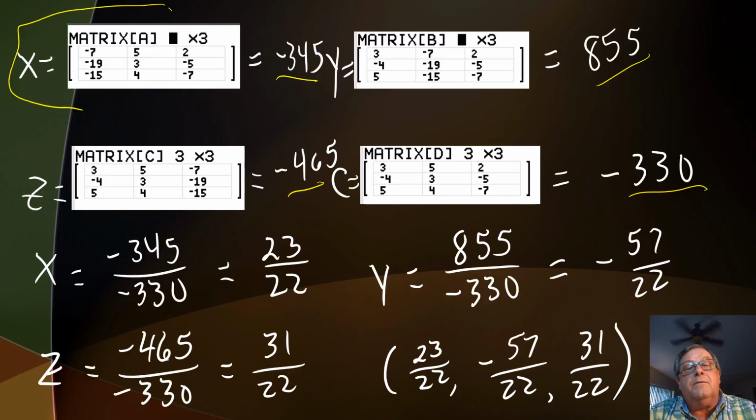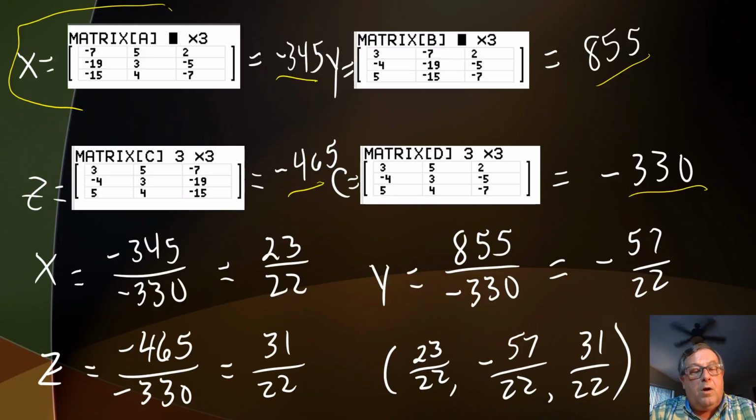So when we take the determinant of x over the determinant of c, we get -345 over 330, and that equals 23 over 22. When we do the y, we got 855 over -330, and that equals, if we reduce that down, that reduces to -57 over 22. And then for our z variable, we take the -465 divided by the 330, and that reduces to 31 over 22. And so our ordered triple is 23 over 22, -57 over 22, and 31 over 22.